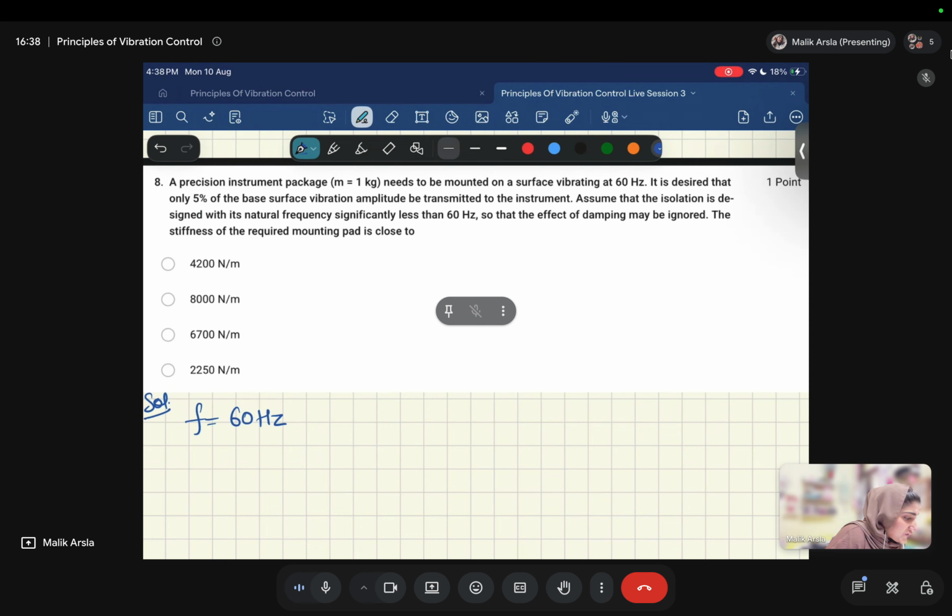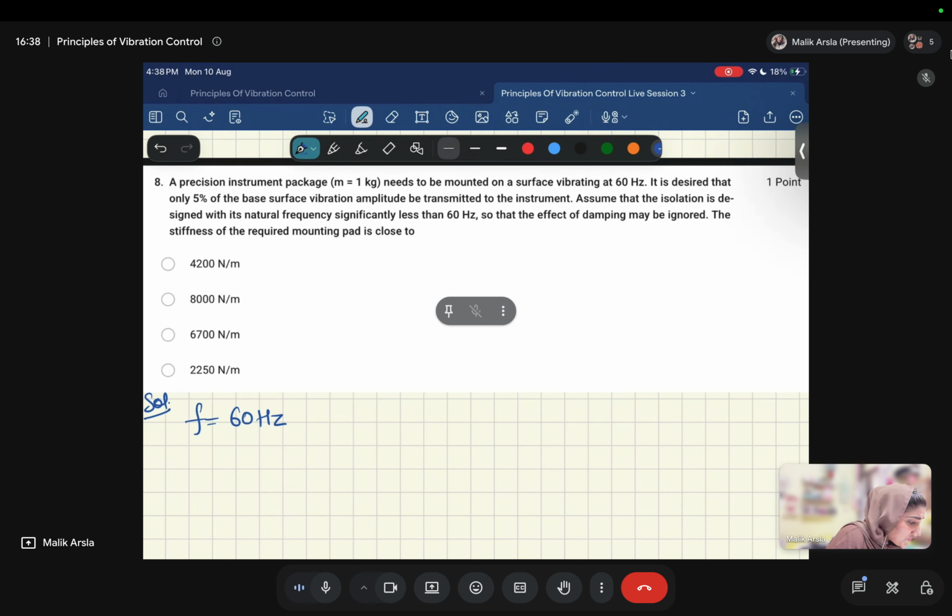And the precision instrument needs to be mounted on it. It is desired that only 5% of the base surface vibration amplitude needs to be transmitted to the instrument. Okay, so basically what it is talking about here is that our transmissibility ratio should be basically 5%. Our transmission should only be 5%.